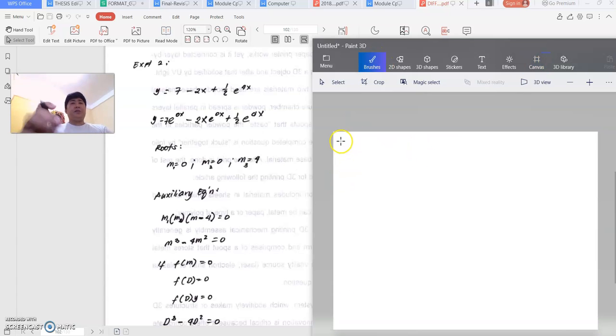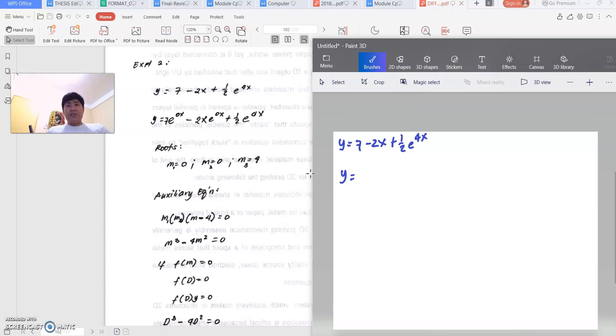Okay. So, since we have, I don't know, y equals 7 minus 2x plus 1 half e raised to the power of 4x. So, we know that each part of this will represent a root, right? So, you have y. Check this first. Okay? So, represent the root.